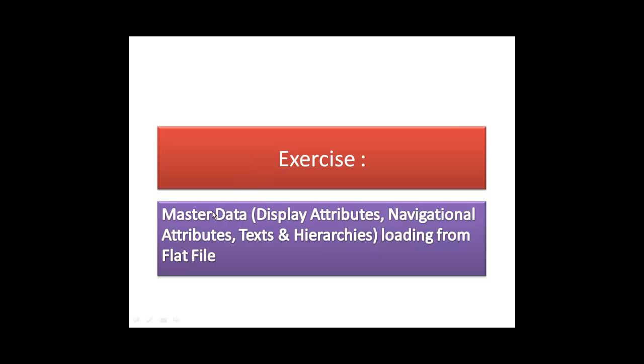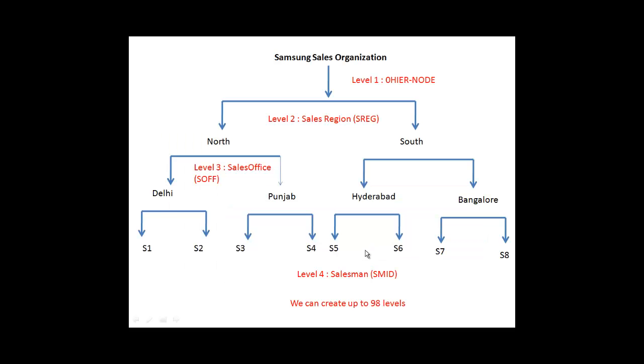We have already done how to load a text data and master data. Now we're going to learn how to load hierarchies, master data hierarchies from the flat file. And in this example, I'm going to show you how to create attributes as a display or navigation attributes. Okay, let's check it out.